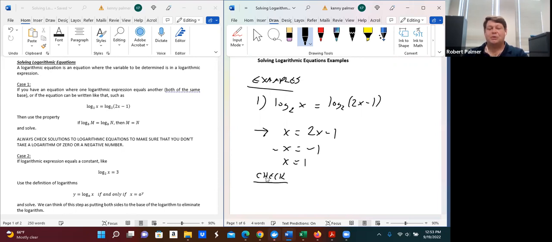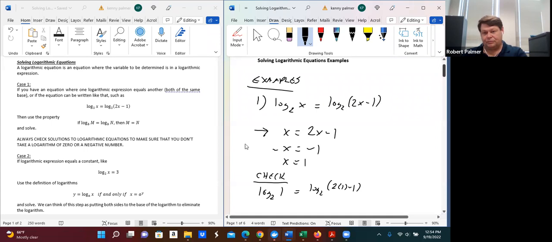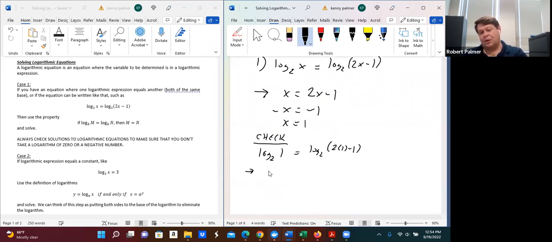Here we're not checking so much to make sure it's correct, although that's valuable, but to make sure we're not taking the log of a negative number. So log base 2 of 1 is equal to log base 2 of 2 times 1 minus 1. That gives us log base 2 of 1 equal to log base 2 of 2 minus 1, which is log base 2 of 1. So that checks, and we're also not taking the log of 0 or a negative number. So that's the idea of a logarithmic equation.